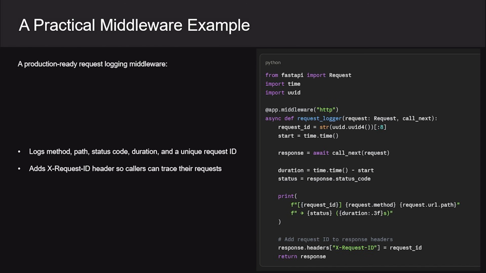Why does this matter? Because when a caller reports a bug, they can share the X-Request-ID from their browser network tab, and you can search your logs for the exact request ID and see everything that happened.